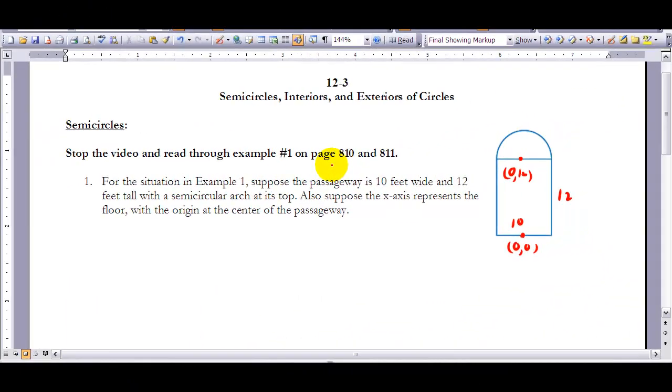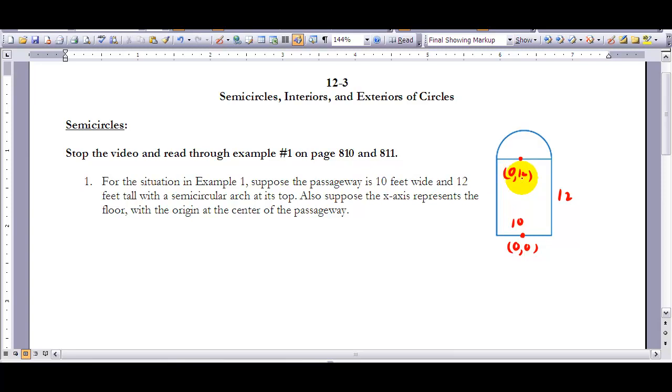Alright, so let's take a look at number 1 here. It says, for the situation in example 1, the one that you just read, suppose that the passageway is 10 feet wide and 12 feet tall with a semicircular arch at its top. Also suppose the x-axis represents the floor with the origin at the center of the passageway. So I've set up that drawing, and we've got 10 going across here because that's what the opening is. I've got my origin at the center of the floor at 0, 0. The height of the doorway is 12 feet, which means that this point right here, the center of my semicircle, is at 0, 12.